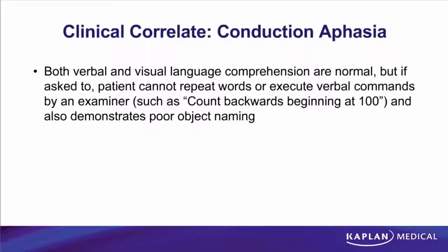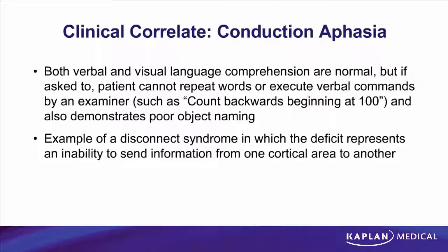And they also demonstrate poor object naming. Even though they have a conscious awareness of what the object is, they cannot verbalize the identity of the object because of the disconnection between language comprehension and the motor response to the verbal request. So this is, as we said, an example of a disconnect syndrome in which we have not lesioned a functionally specific cortical area, a language center, but we've disconnected language comprehension centers from motor speech centers in this particular example.